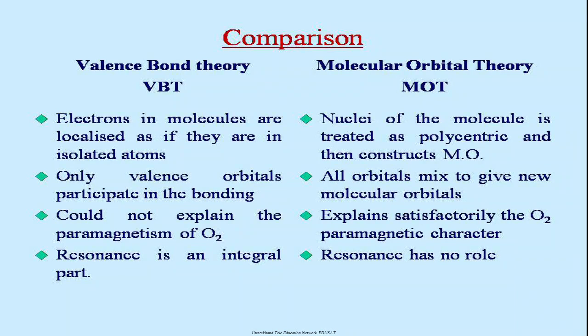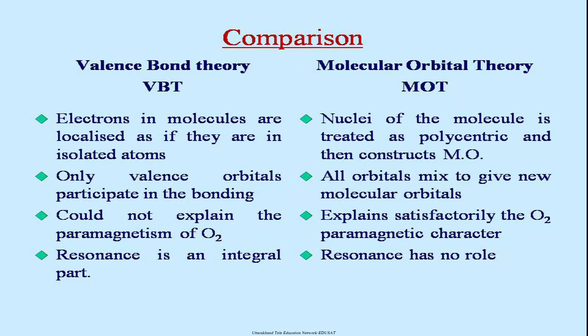Valence bond theory could not explain the paramagnetism of O2. According to VBT, we don't know why the oxygen molecule is paramagnetic in nature. The molecular orbital theory satisfactorily explains the paramagnetic character of the oxygen molecule.